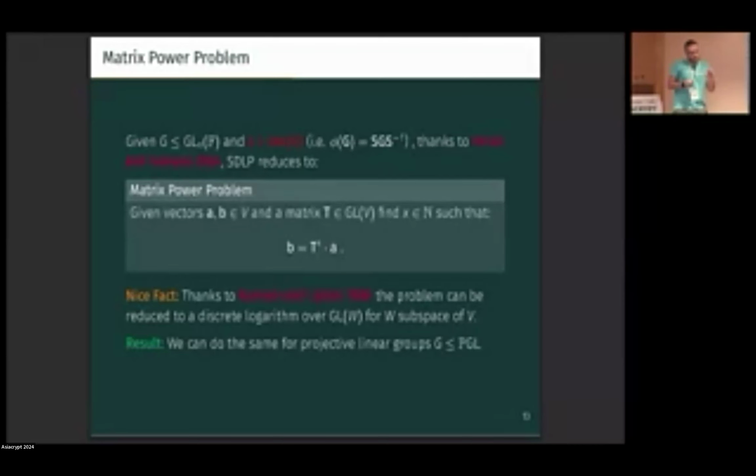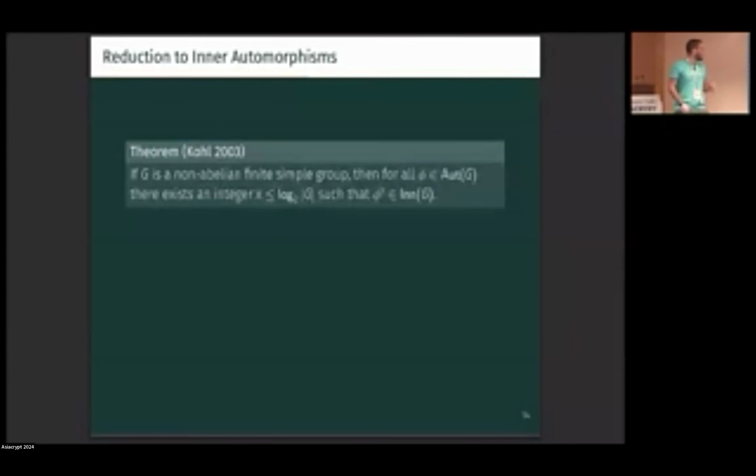So, okay, the only catch here is that we need to consider inner automorphism. However, this is not a problem, since we know that we just need to focus on non-abelian simple groups. And for this, there is a result from 20 years ago that tells you that if you have an automorphism of a non-abelian simple group, you can just compute the exponent of it by a small power that is smaller than the logarithm of the cardinality of the group, and then you will get an inner automorphism.